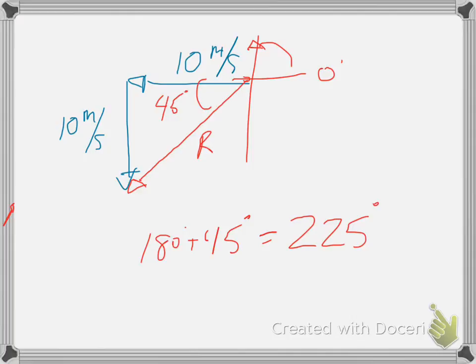So 225 degrees is our direction, and our magnitude, which is 10 squared plus 10 squared, square root, will end up being 14.1 meters per second.